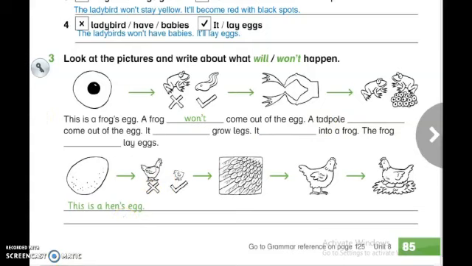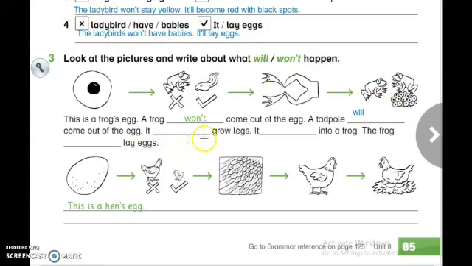A tadpole will come out of the egg. A tadpole will come out of the egg. So here we have to write will.